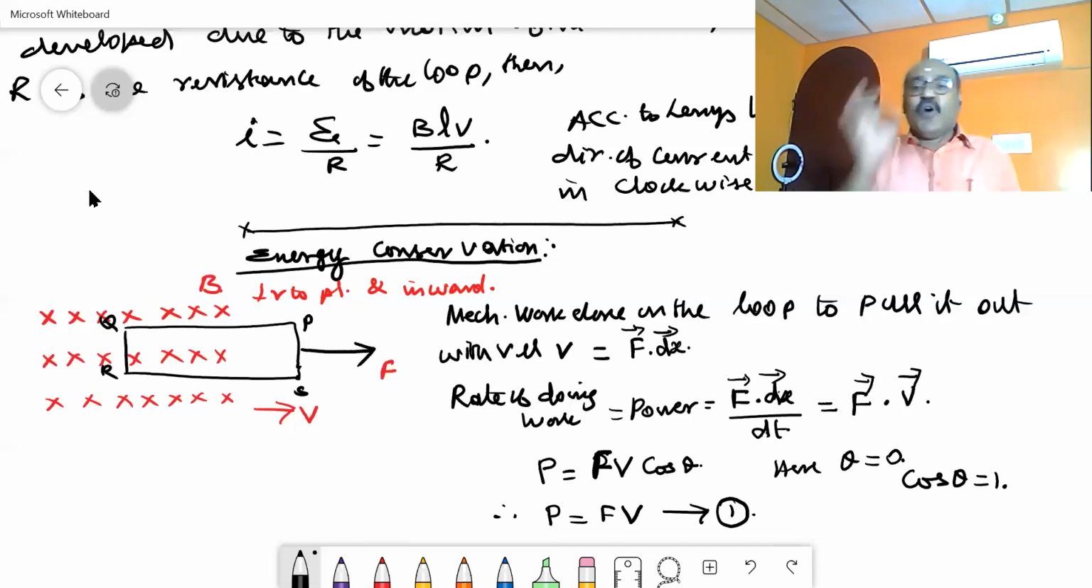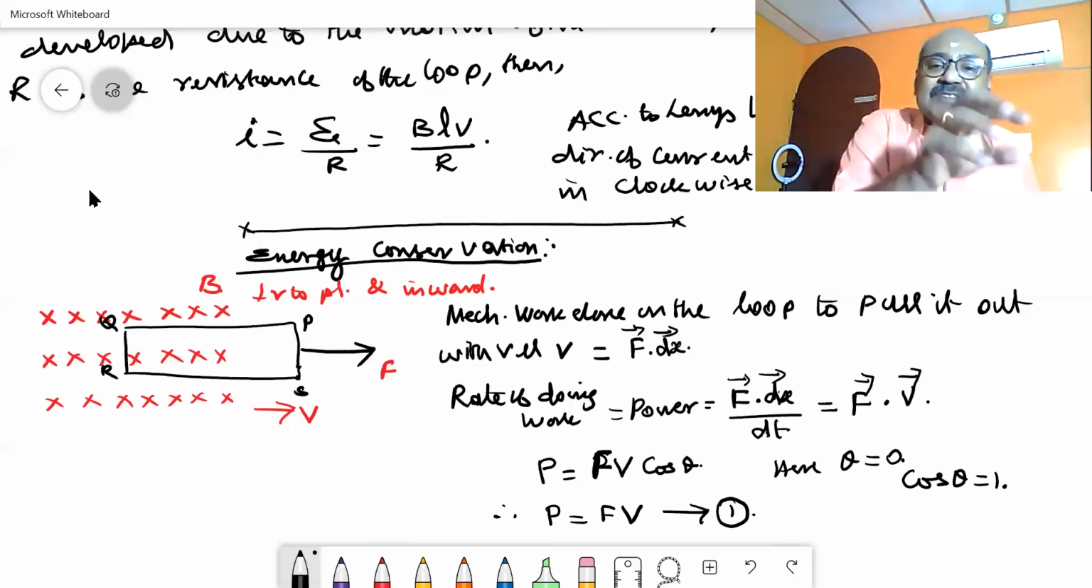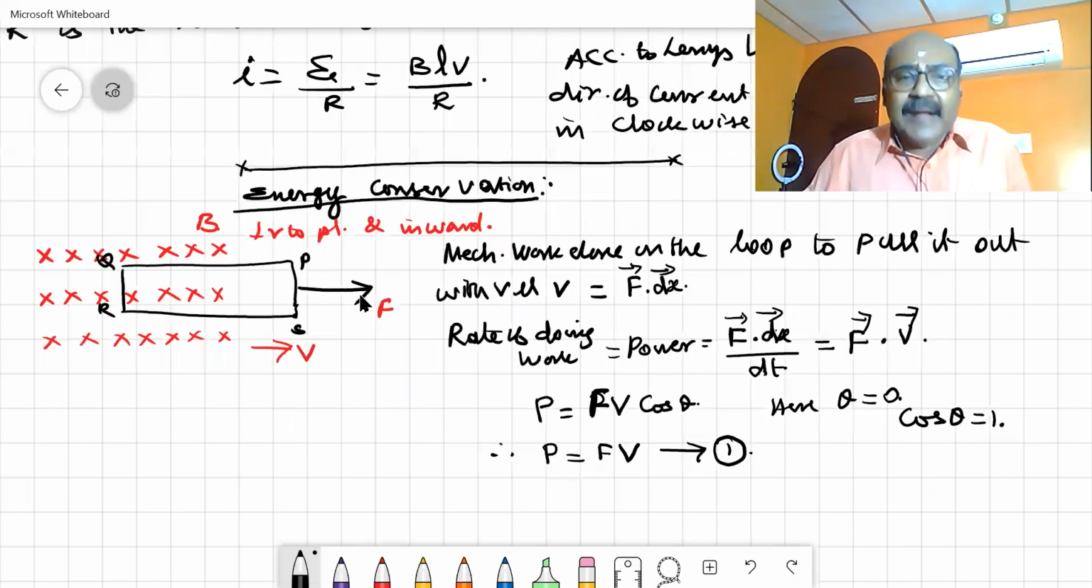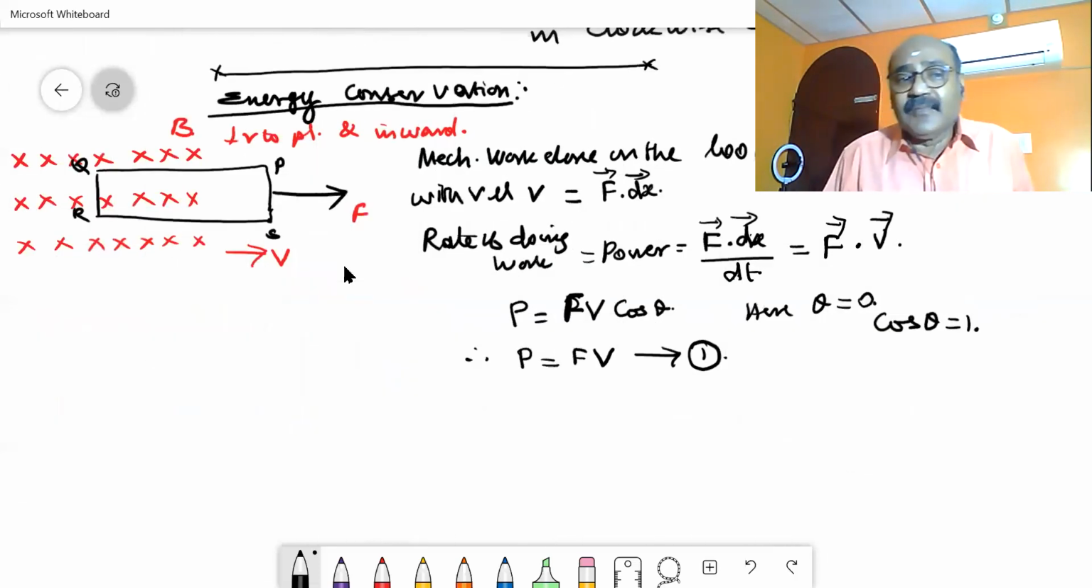First of all, I am going to calculate this power by considering the deflecting force that is available inside the magnetic field on the conductor. When you are pulling the loop outwards, this loop while moving outside develops a magnetic force. That magnetic force we call a deflecting force.